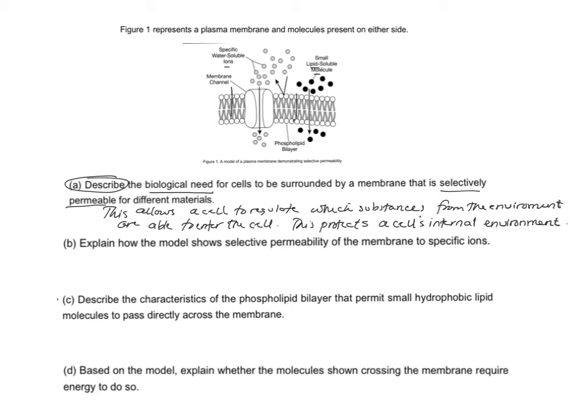Okay, now there's a couple other things you could say, but this is one of the main reasons why selective permeability is important. All right, question B. How does the model show selective permeability? Explain that. Of the membrane to specific ions. So for this question, it's asking about the ions that we see right here.